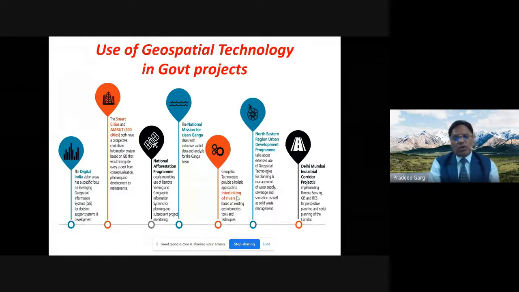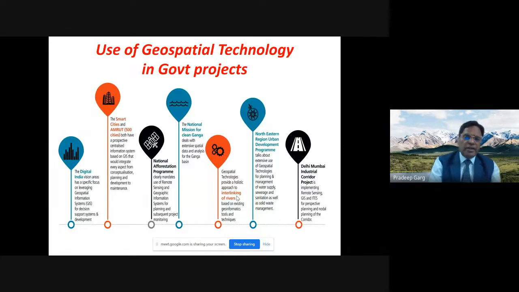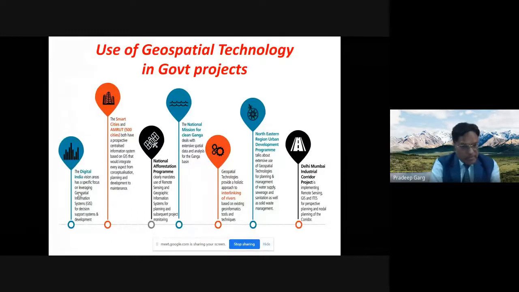So whether we are talking of today's Digital India. In Digital India, we are using the GIS very extensively. So the first balloon which shows is Digital India, and the GIS is providing us a decision support system. It can be developed as an expert system or a decision support system.